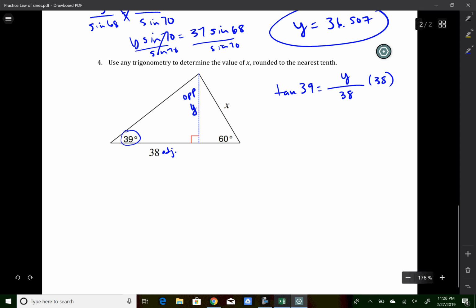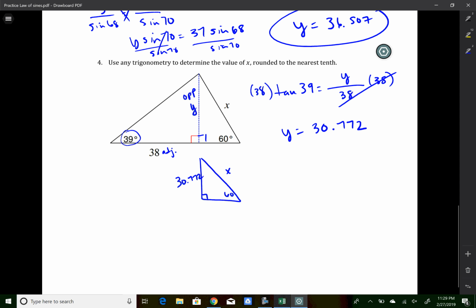Multiply both sides by 38. The 38's cancel. So I have y equals whatever 38 tangent of 39 is, which is 30.772. Notice I'm not rounding to the nearest tenth there because that's not my answer. I don't want y. I want x. But now if I focus my attention on the other triangle, so 60, x, and this new length of 30.772, it's another right triangle. I know that because altitudes make right angles on both sides. Now, unfortunately, I have to use this answer that we've already found, but sometimes that's just what we have to do.